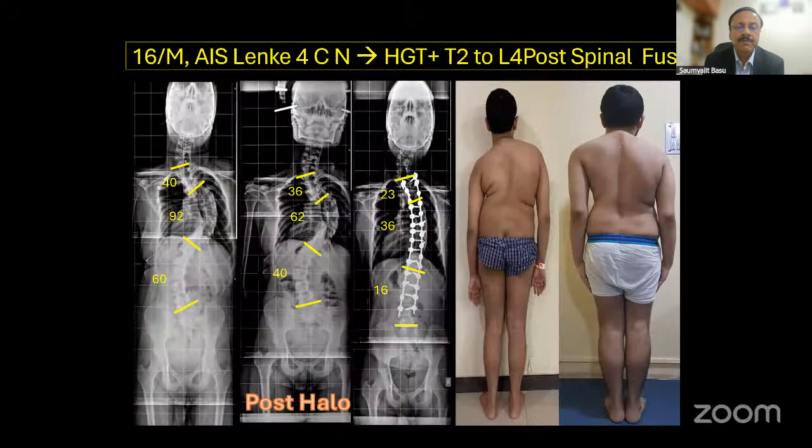And this is one of my very few type 4 curves, which were 3 curves. You can see that 92 thoracic, 40 proximal thoracic, and 60 lumbar. Put him on halo gravity traction, corrected the thoracic a little bit, but not the others. And so we went up to T2 to L4, and this was the clinical result.